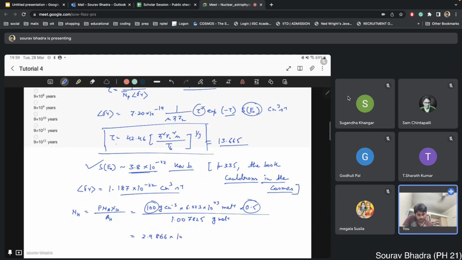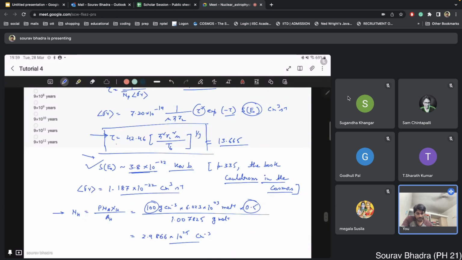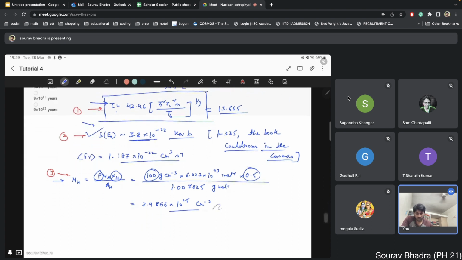Just follow the procedure. If you are given some problem like this, what you should do is first calculate the tau. Your function S will be given. From that, just calculate the SE, and your NH, everything, rho, x H, everything will be given in your proper exam question. So everything will be given. Just calculate these three things: the tau first, then S, and then this NH. Okay, so just follow the procedure, not the values. These values are not important.